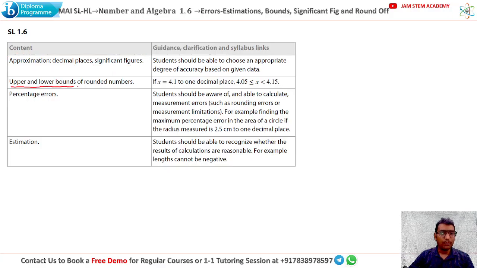And upper and lower bounds of the rounded number. How to find the upper bound or the lower bound of a given number, if its units are given, based on that we can answer this. What is the percentage error and how much maximum or minimum percentage error is allowed, that we will also discuss. And then we will see some problems on estimating the values. We will see whether a result given to us is valid or not, reasonable or not. So let's start with the significant figures first.